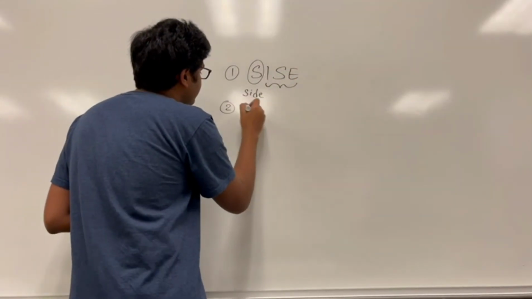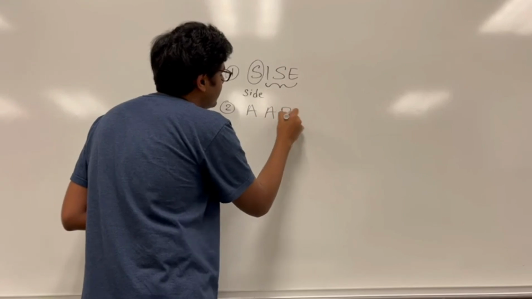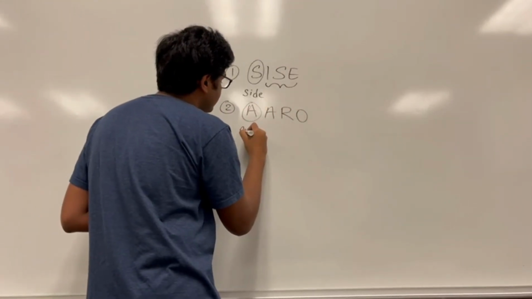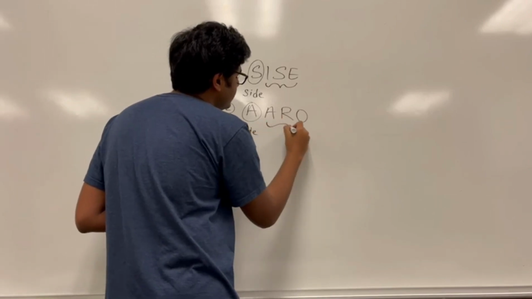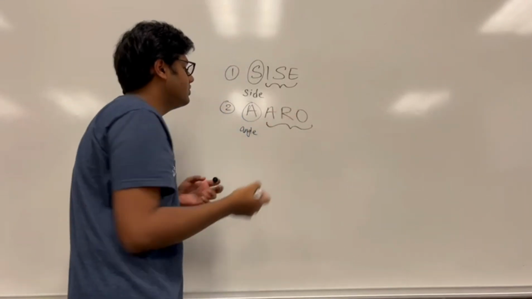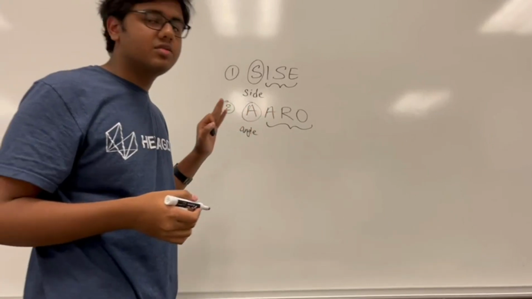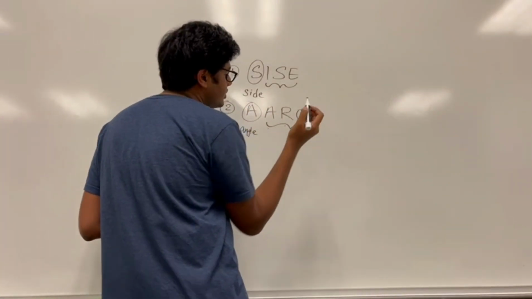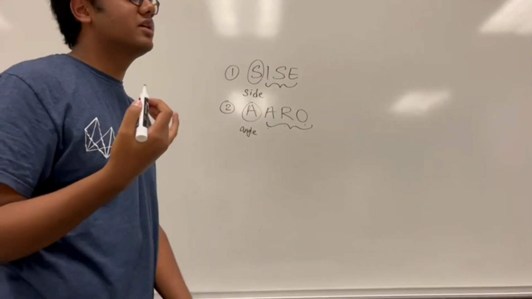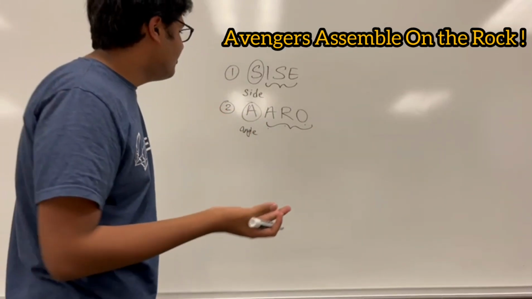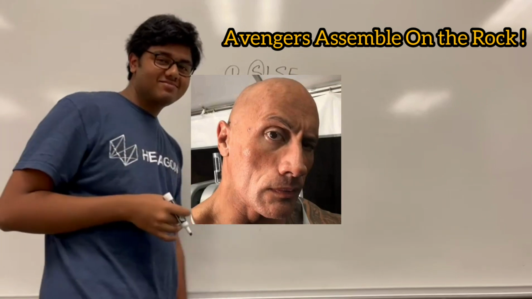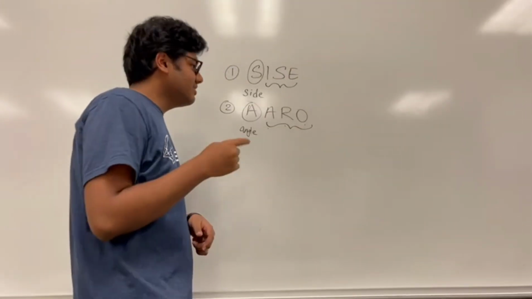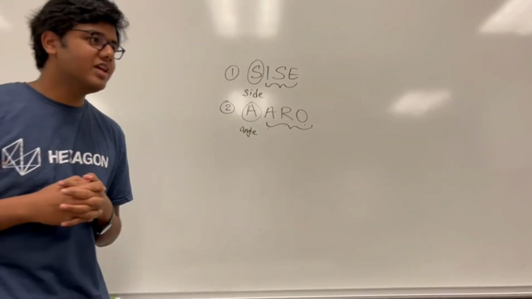The second one is AARO. This represents angle. And these three letters represent the ways in which we can differentiate triangles on the basis of their angles. So acute angle, right angle, obtuse angle. And how can you remember this? Let me think. Maybe Avengers assemble on the rock. That's a funny sentence to remember, and you will be able to remember that, I believe.